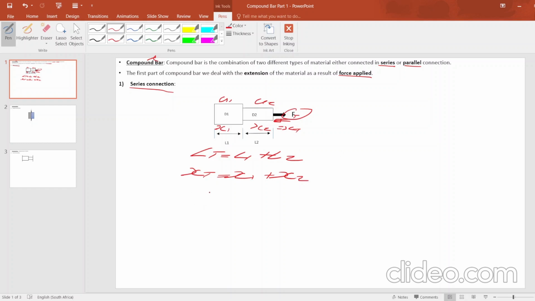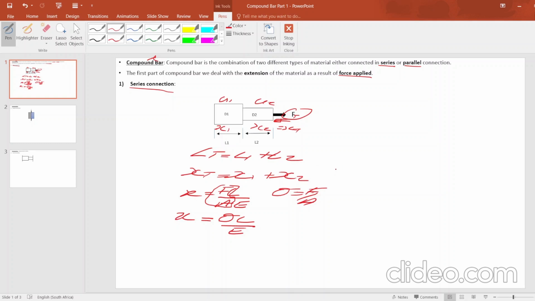Now, how do we calculate the total change in length when we are having the series connection? We will be using this formula: x equals force multiplied by distance divided by area multiplied by Young's modulus. Under your xt you will have this formula plus them, then you will be able to calculate your change in length. Now, this formula can also be written as stress multiplied by L over E, because stress is force over area. If you are given the stresses, then you can use this formula to calculate your total change in length.